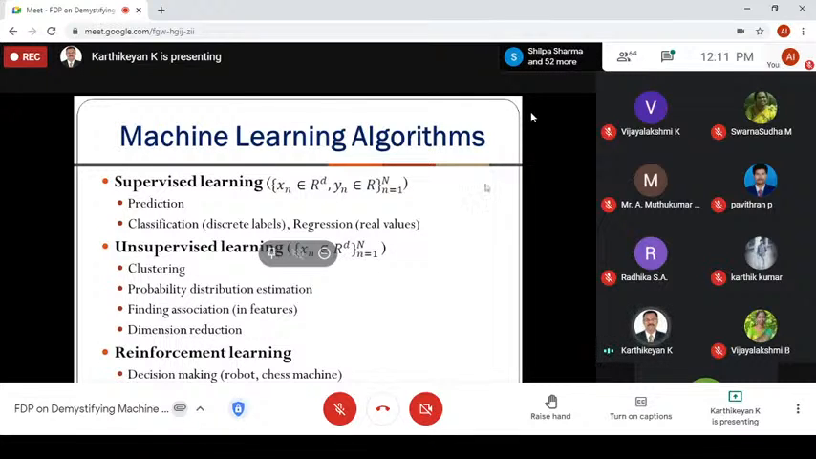So these three areas are where supervised learning is finding the most applications. Then when it comes to unsupervised learning, four different areas are there: clustering, probability distribution estimation, otherwise called principal component analysis also, then association rules, then dimensionality reduction. So these are the four areas where unsupervised learning is finding more applications. Then reinforcement learning is applied in areas like gaming and decision making, right?